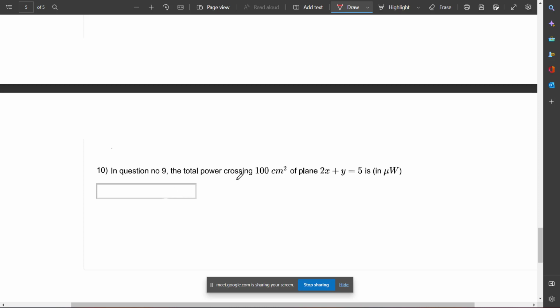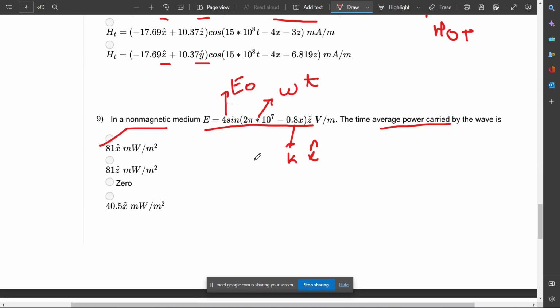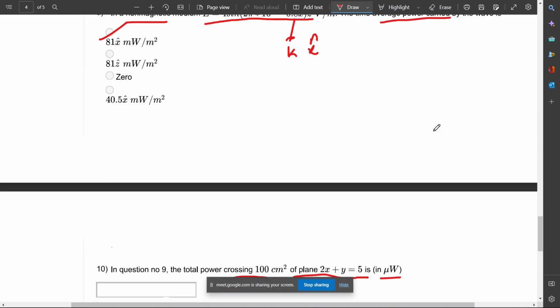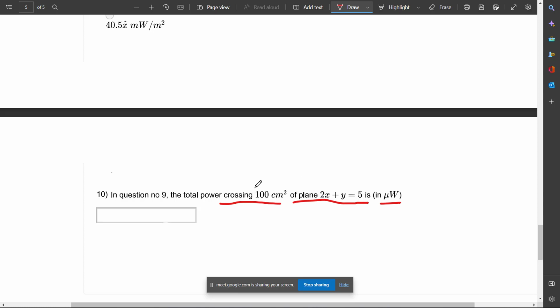In question number 9, the total power crossing 100 centimeters square of plane 2x plus y equals 5, in microwatts, will be. Okay, so अभी सिंपल हमें time average power था, है ना? If it is crossing 100 centimeters square in the plane 2x plus y, then what will be its value? This is what has been asked. So can someone tell me how to find out the total power?